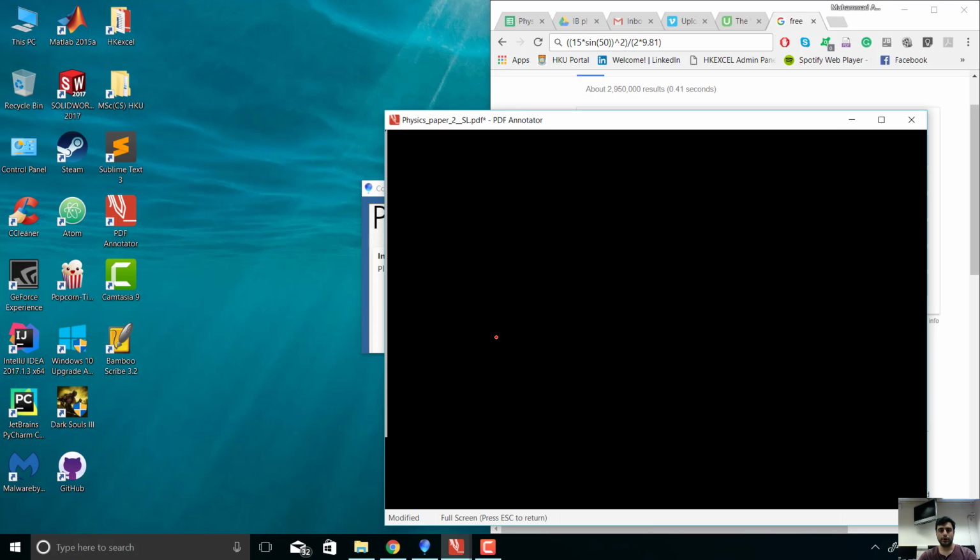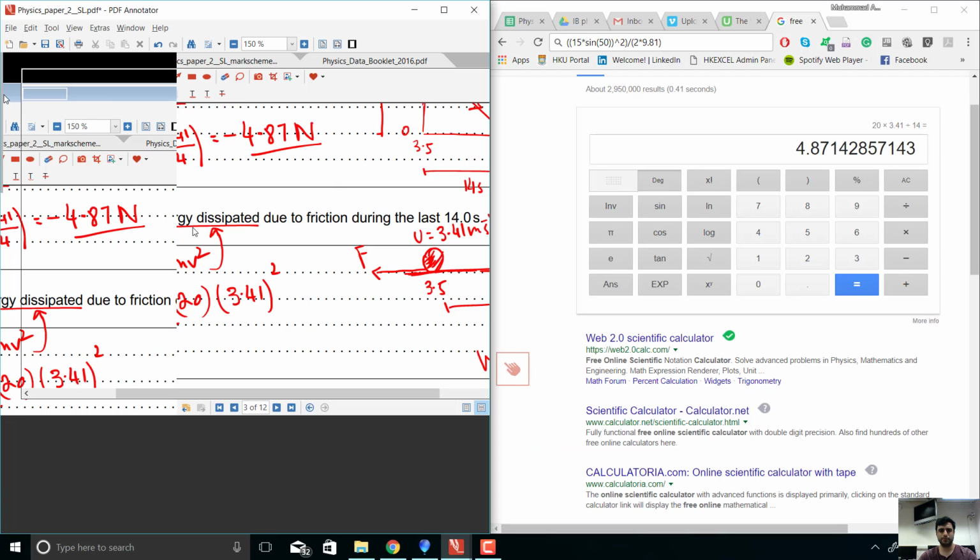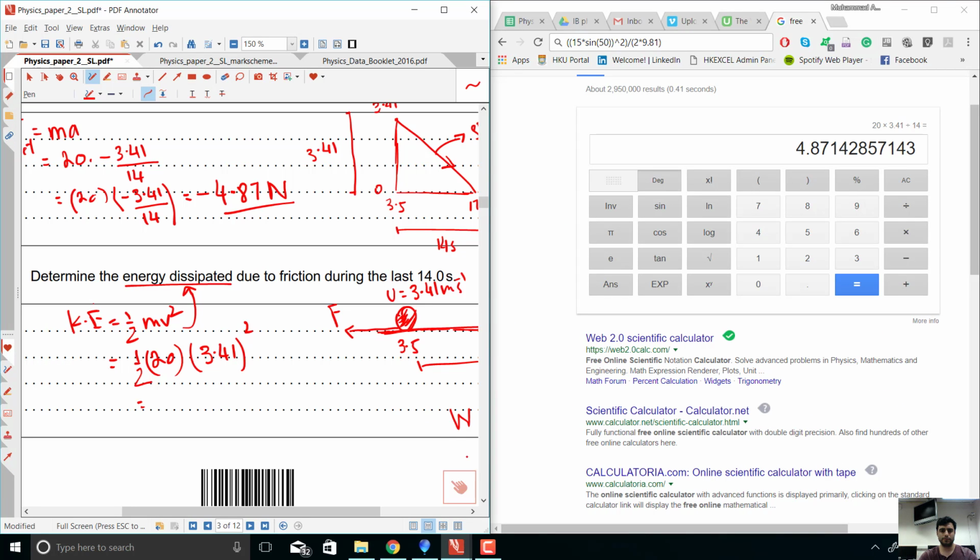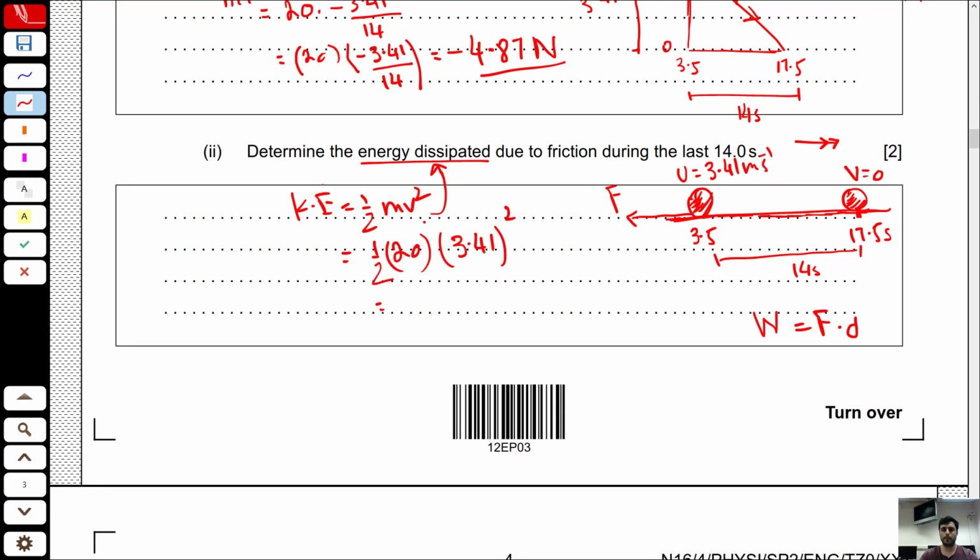So let's just see the calculator. You have half, which is 0.5, multiplied by 20, multiplied by 3.41, and then take the square. 116.281 joules. Just round it to 3 significant figures, so it will be 116 joules. So 116 joules of energy is dissipated.